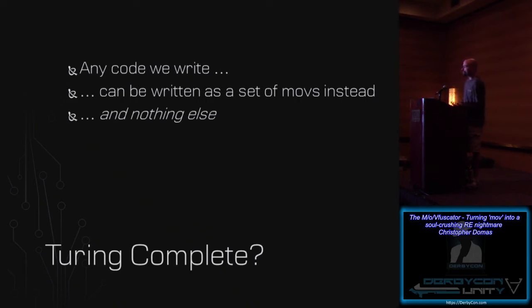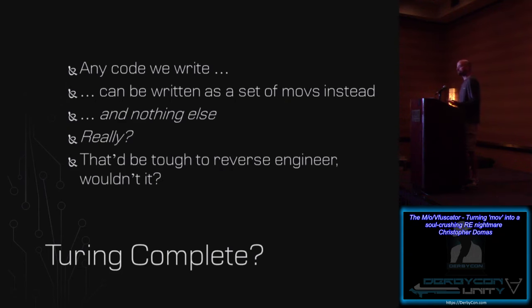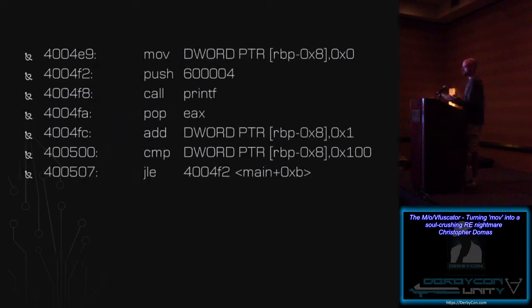And the more I thought about that, the more I realized it'd be kind of hard to reverse engineer, wouldn't it, if something was written in only move instructions? Because we'd start with code like this, where even without a lot of assembly background, we can kind of look at this and understand what's going on. All we're doing here is loading 0 into memory. That's going to be setting a local variable to 0. Then we're pushing an argument onto the stack and printing it out with a function call.